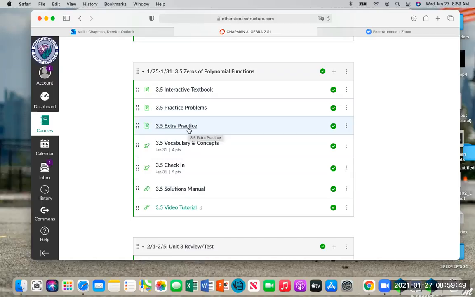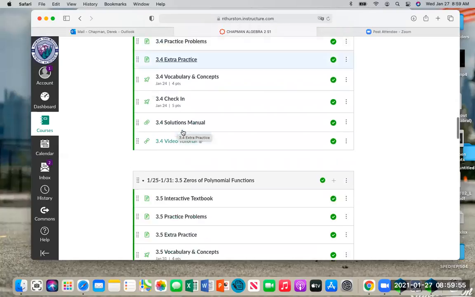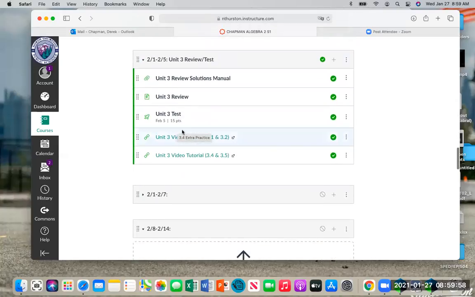So each lesson has this in there. Like if you go back, 3.4 has it there, 3.2 and 3.1 have them as well. So those are really good ways to review for that test.